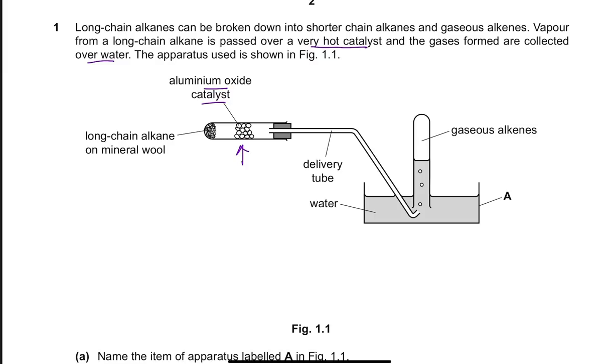And you know, the principle on which over water delivery works is that all gases are less dense than water, right? So that is why you have the upward delivery going on in over water delivery, right? Since the gas is less dense than water, the gas rises up and displaces the water outside the boiling tube or the test tube, and it goes on to this trough.